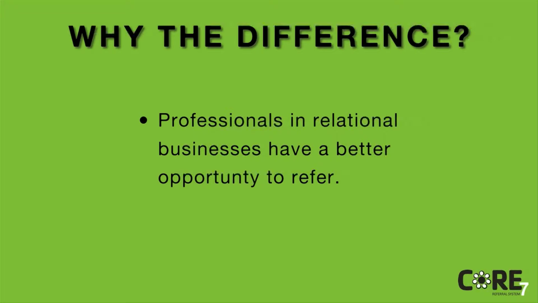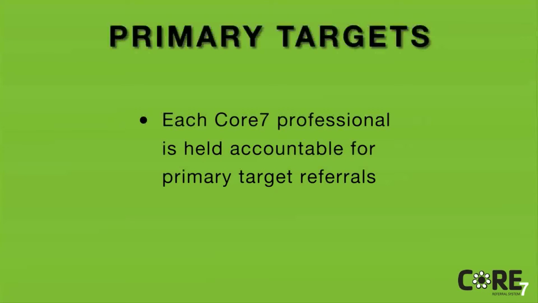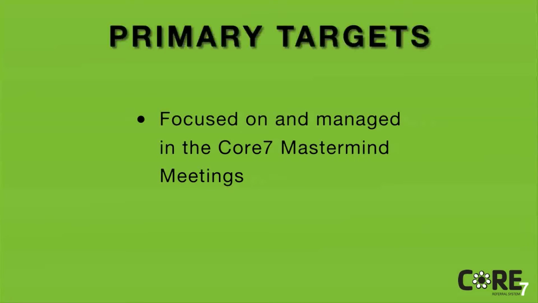How do the referral targets work? Well, each Core 7 professional has what we call a primary and a secondary referral target. The primary targets are the specific referrals that should happen on every client transaction every single time, and each professional should be held accountable for them. The secondary targets happen frequently, but more in the natural flow of a specific professional's process. It's the primary referral targets that we focus on and manage in the Core 7 mastermind meetings.